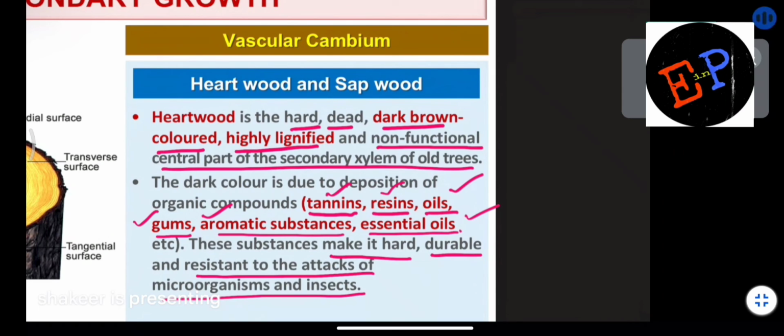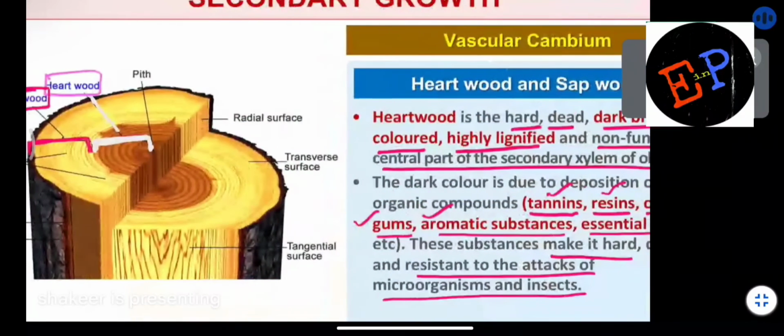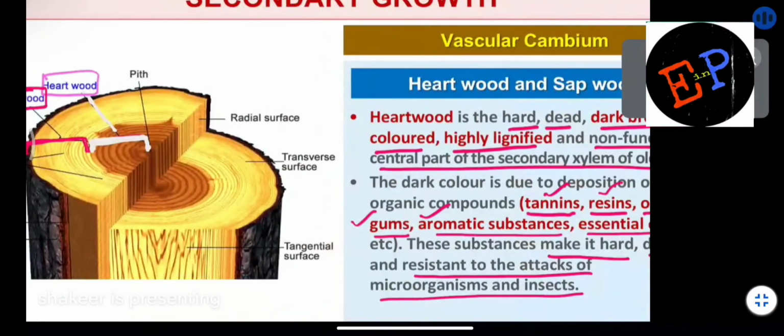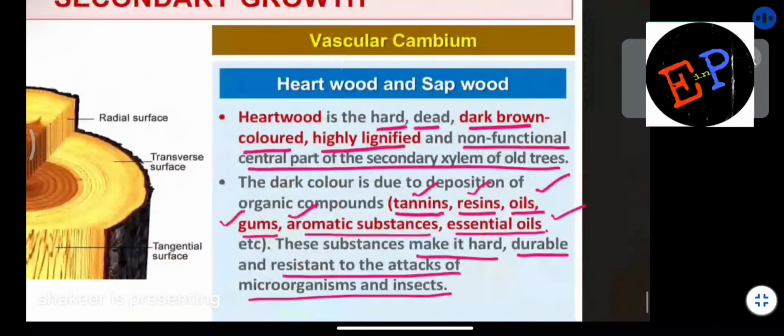Okay ma? So termites attack wood, no? So termites attack sapwood, but for hardwood it is not so easy for termites to attack, because its density is very, very large because of deposition of all these layers. Okay ma? So for protecting itself from the attacks of microorganisms and insects, this hardwood can protect itself because of deposition of all these substances.